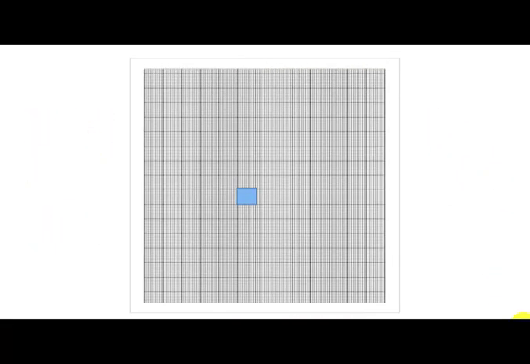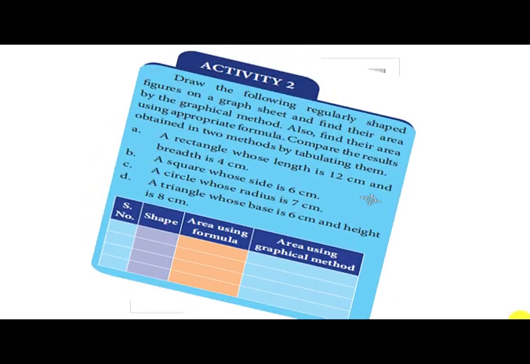Note this example. This is the graph paper. Side of the square is A. So the area is A square or A square meter. If the side is 1 centimeter, then you can denote the area of the square as 1 centimeter squared. Come to the next part.